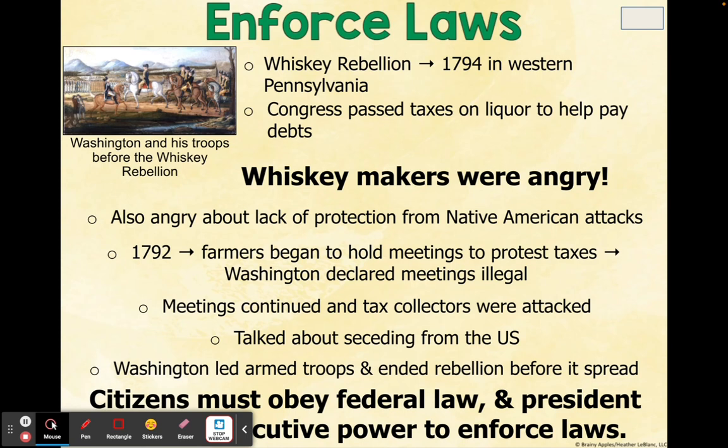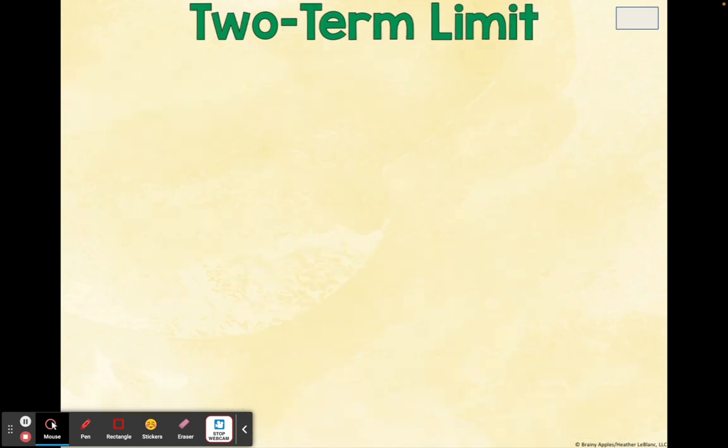So if you think of it as like Congress can pass taxes, right? So under the executive branch today, who makes sure that you're paying your taxes and those taxes are collected? The IRS. The IRS is an organization that's under the control of the executive branch or the president.